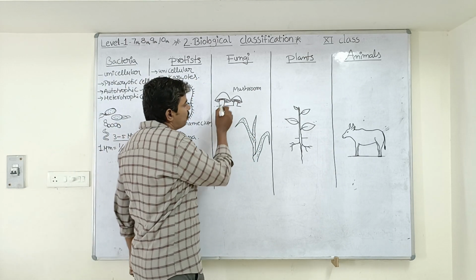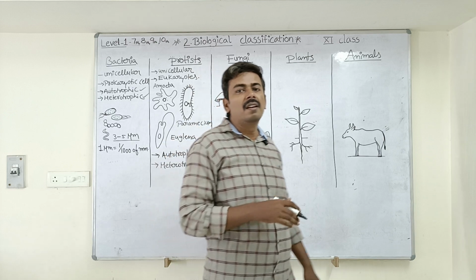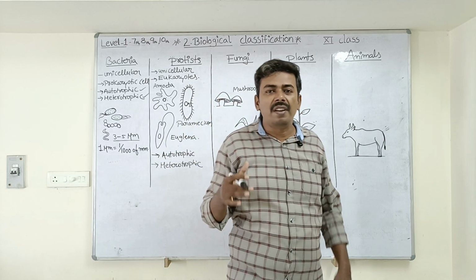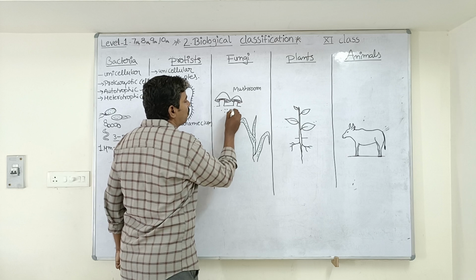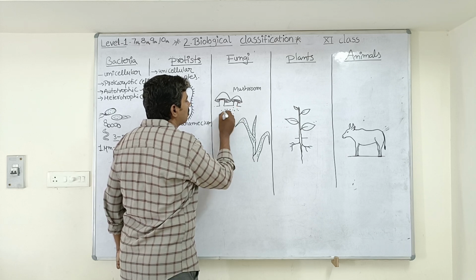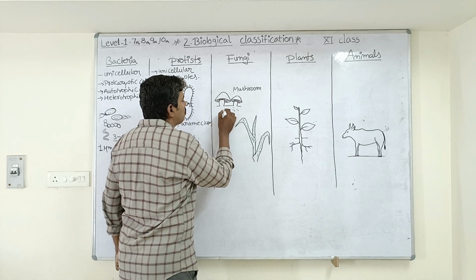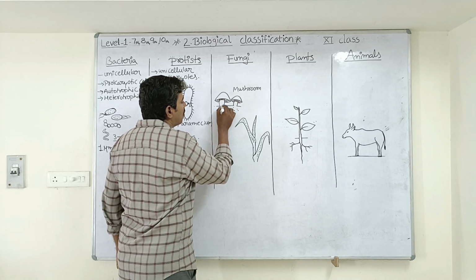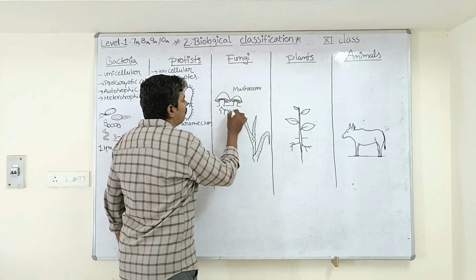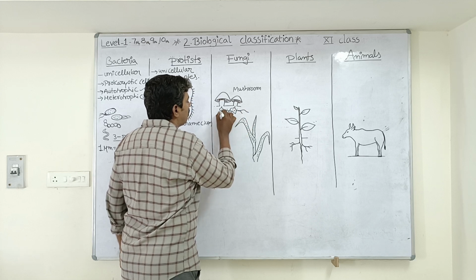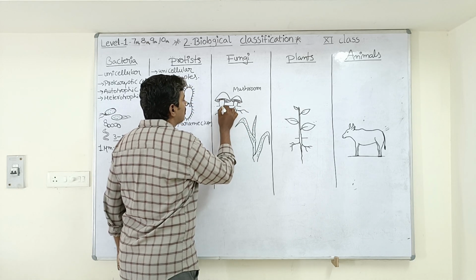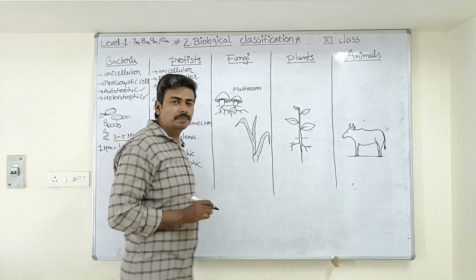So where does this grow? These mushrooms grow mostly in the soil where there is a lot of decomposing waste. So imagine this is the soil. In the soil there is a lot of decomposing waste material of plants. In such places these mushrooms grow. Under the soil there are actually filament-like structures which are slender and branched, and later these structures give rise to mushrooms on the surface of the soil.